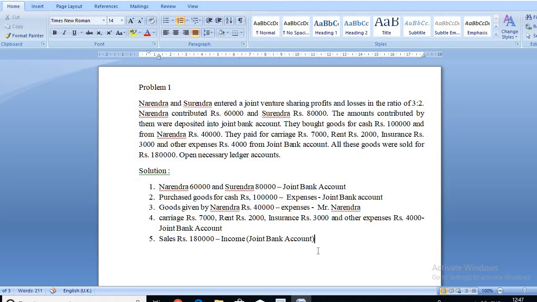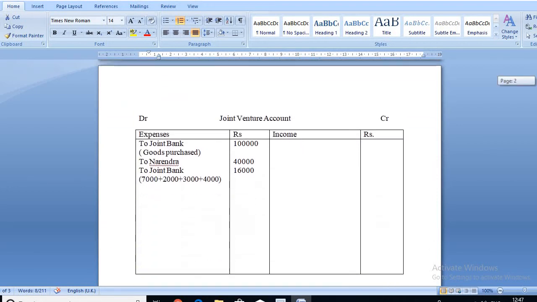So now record the last transaction. Sales is an income. This income should be recorded in joint venture account, on the credit side. By who will receive the money? Joint bank account. In bracket you can write sales. How much? We are receiving 1,80,000. So the one aspect is over. The credit aspect is over.